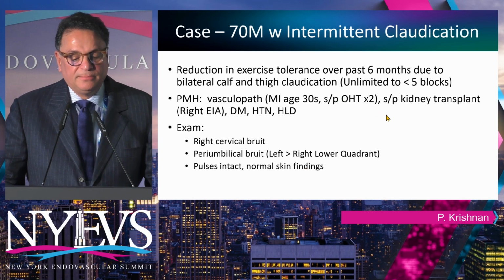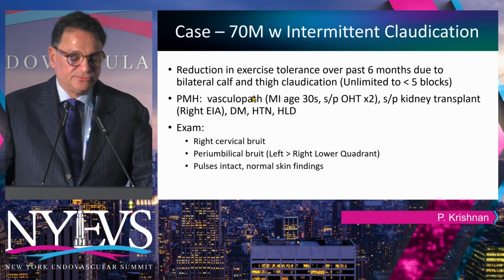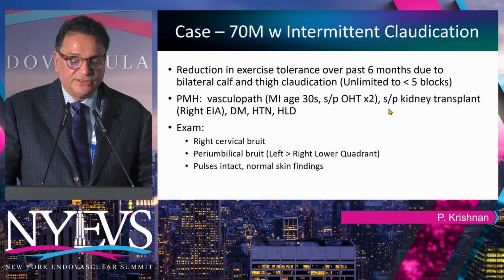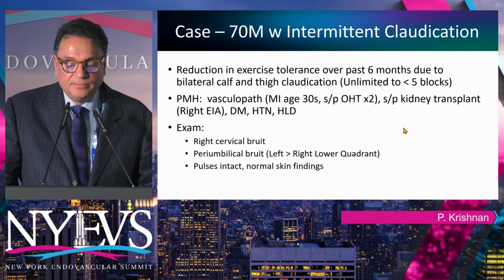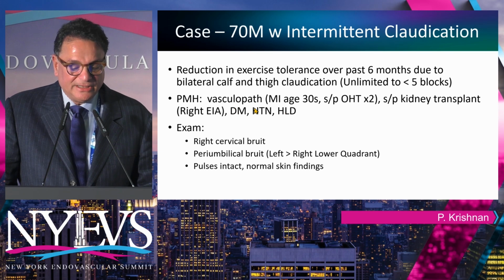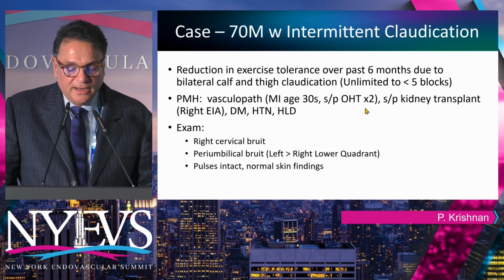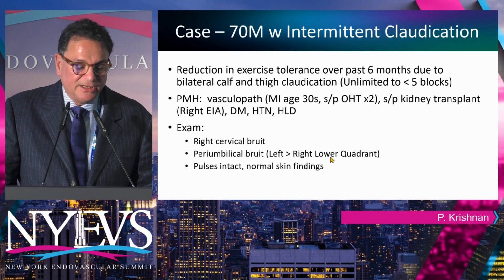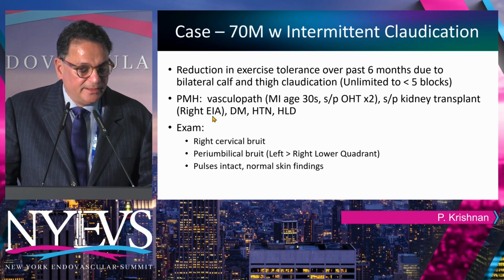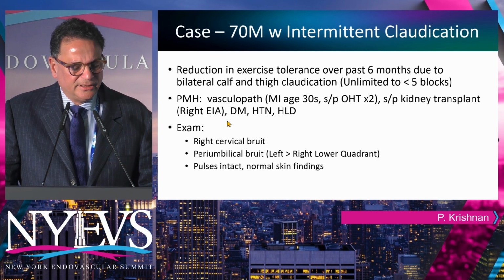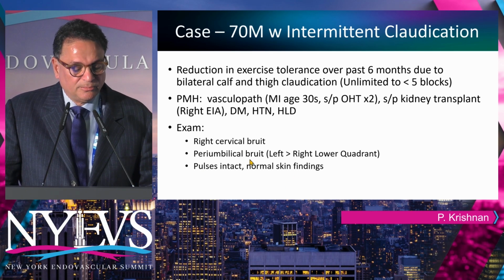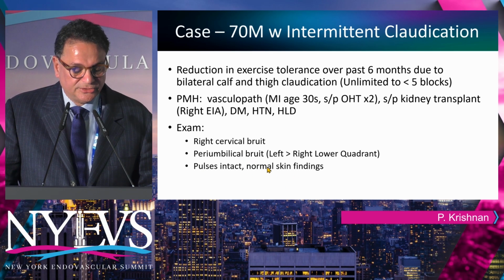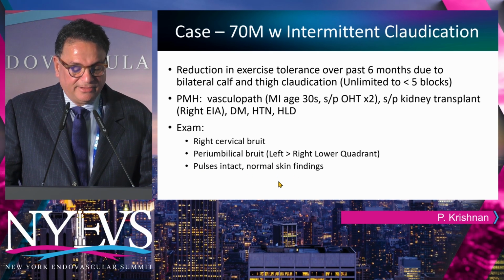So here's a 70-year-old patient with intermittent claudication. He has reduction in exercise tolerance for the last 6 months due to bilateral calf and thigh claudication to less than 5 blocks. He's a vasculopath. He had an MI at age 30, and he's got a kidney transplant. He has a right EIA, internal iliac artery issue, and then diabetes, hypertension, hyperlipidemia. He has a cervical bruit, a periumbilical bruit, and his pulses are intact and normal skin findings.